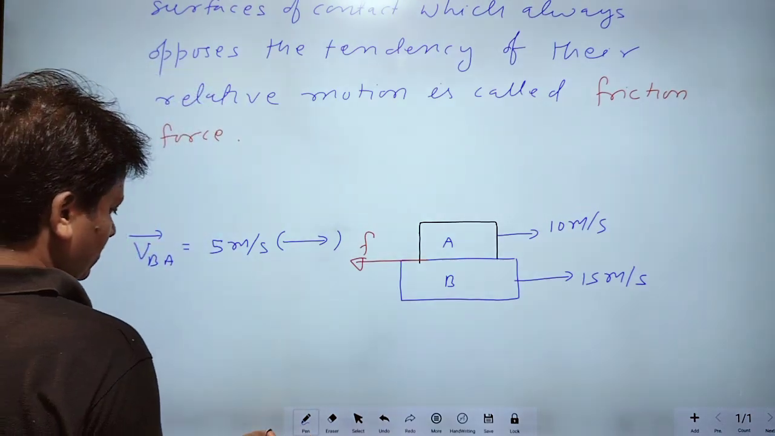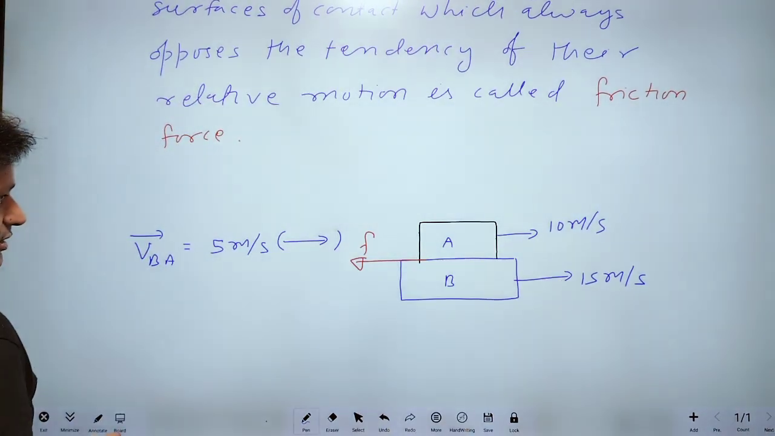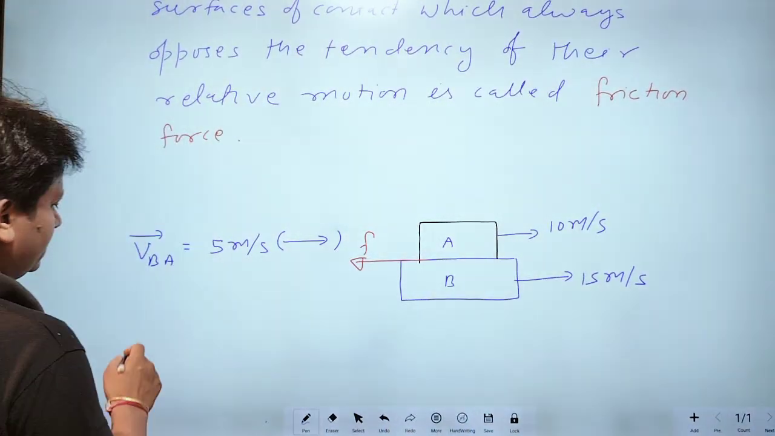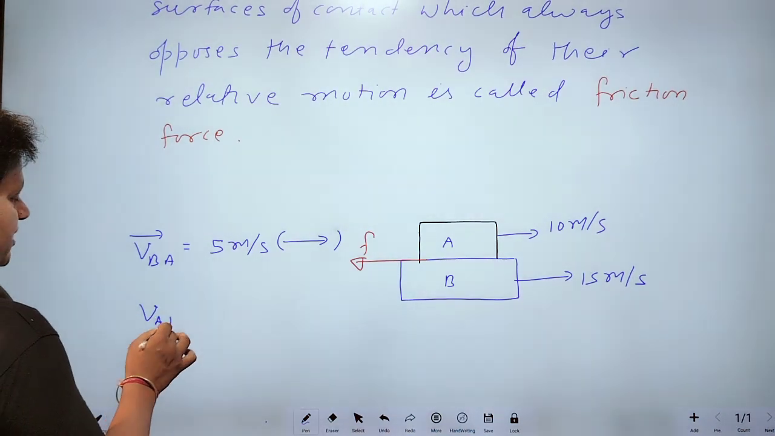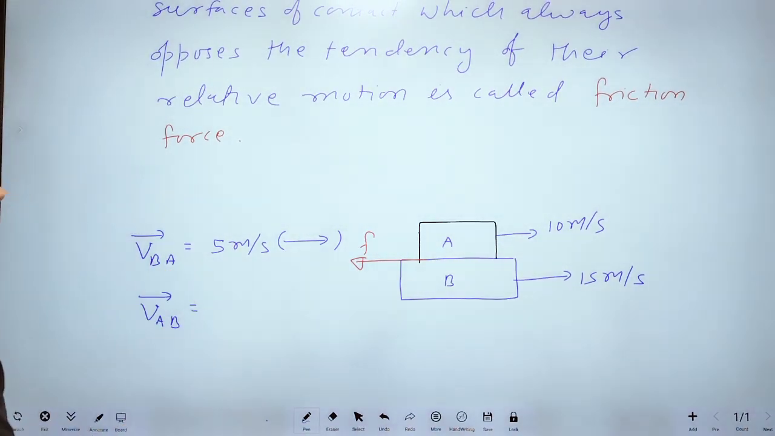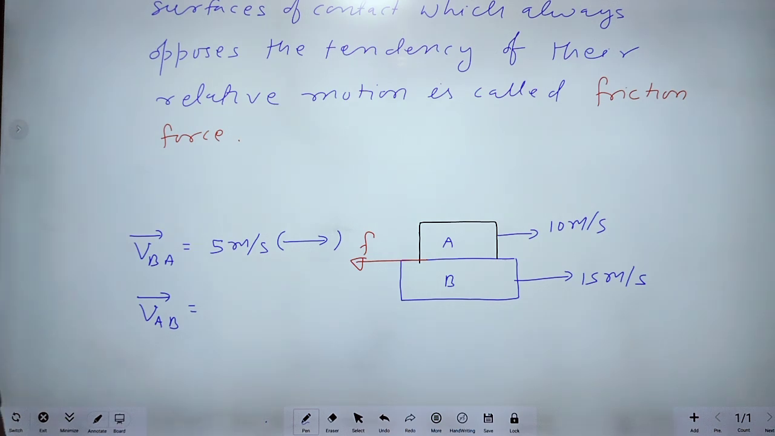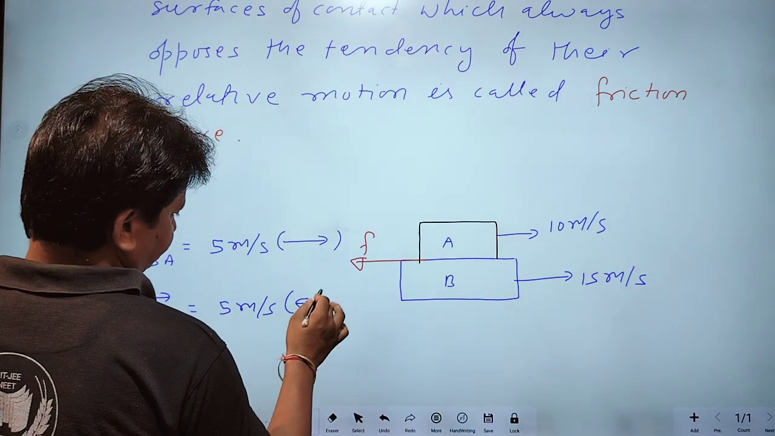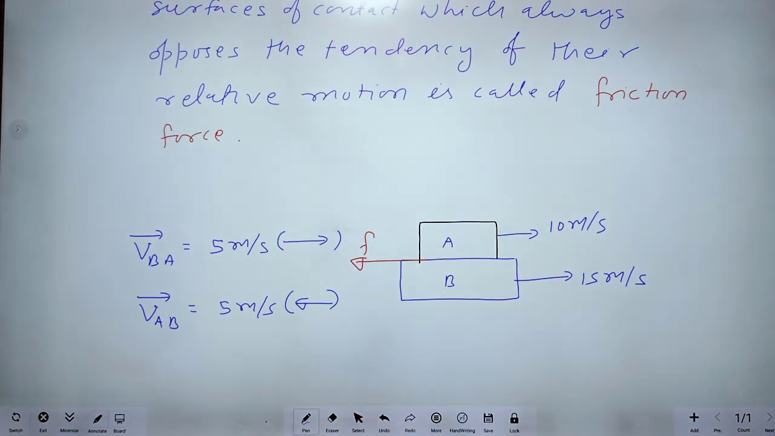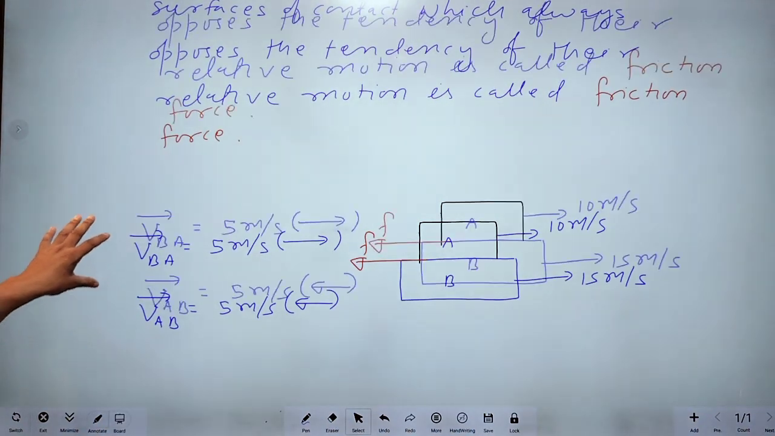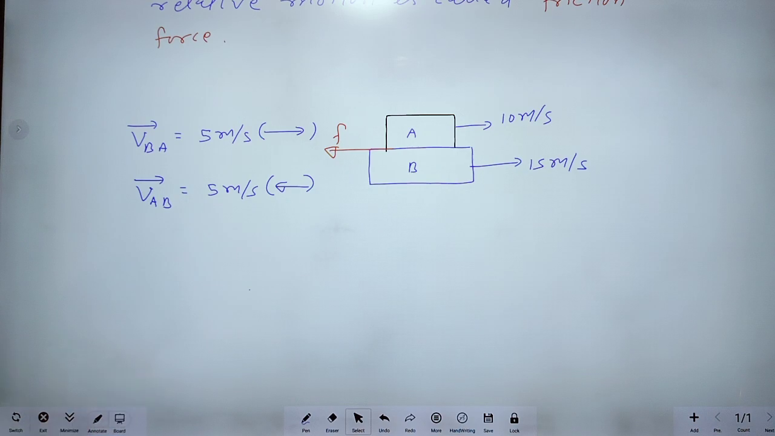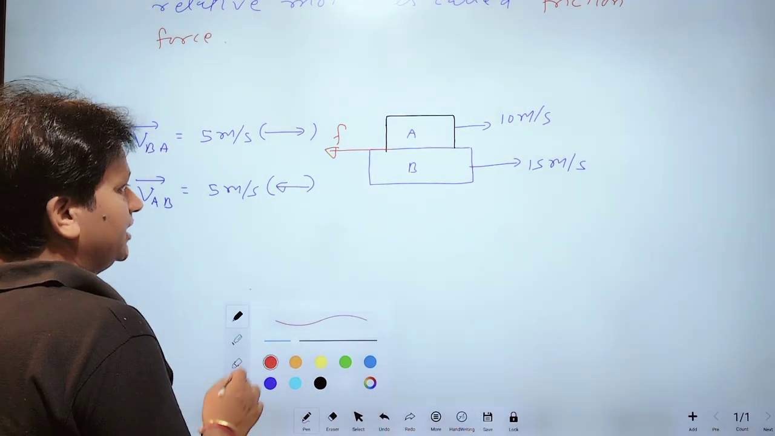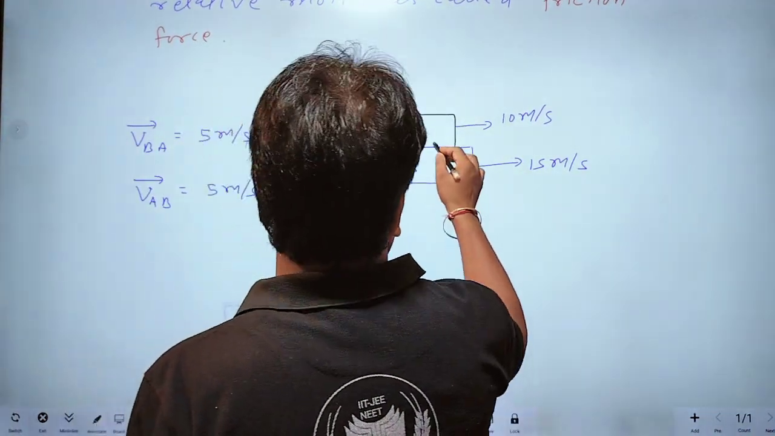Now we are going to find the friction force acting on the block A. First of all, we find the relative velocity of A with respect to B. This will be equal to 5 meter per second towards left. Therefore, friction force will act on the block A in forward direction.